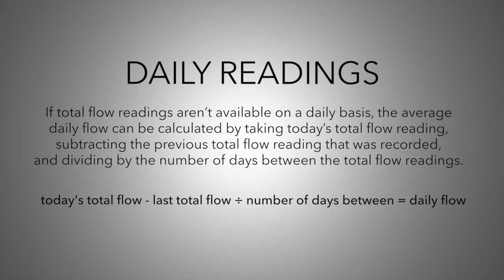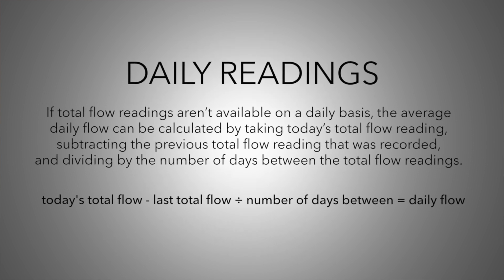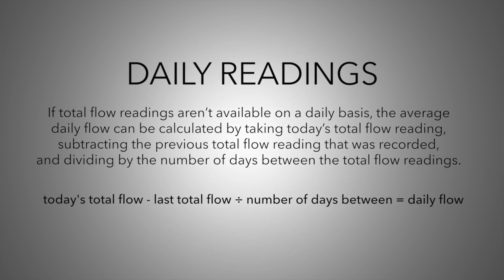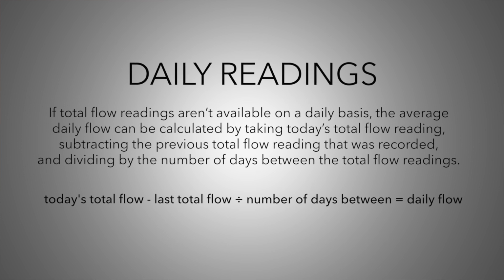If total flow readings aren't available on a daily basis, the average daily flow can be calculated by taking today's total flow reading, subtracting the previous total flow reading that was recorded, and dividing by the number of days between the total flow readings. Calculating the daily flow is vital information for a water system operator and can help in identifying issues in the distribution system that may contribute to abnormally high flows, such as distribution system leaks or unauthorized use of the water system.